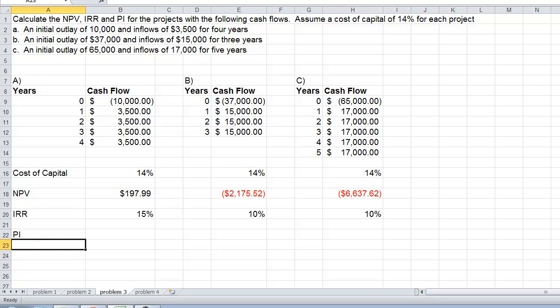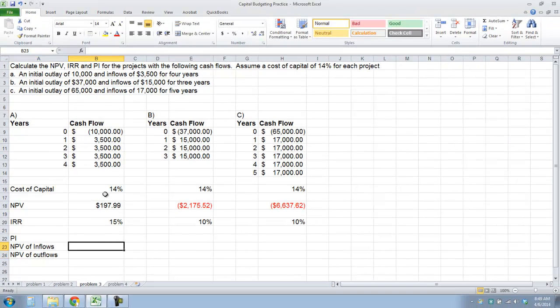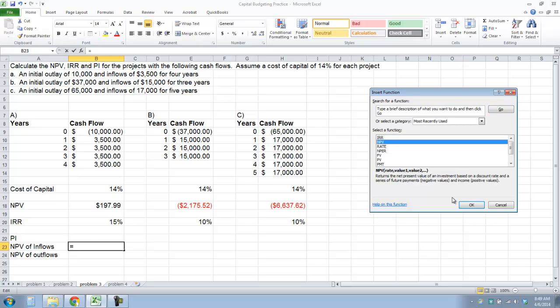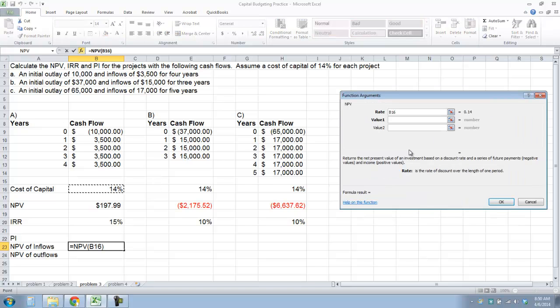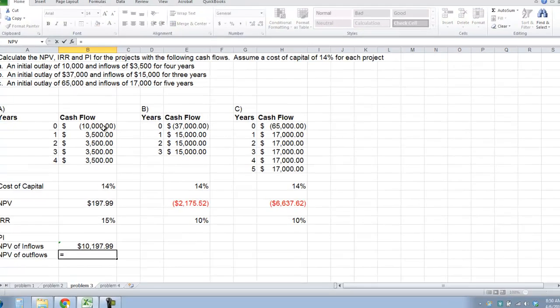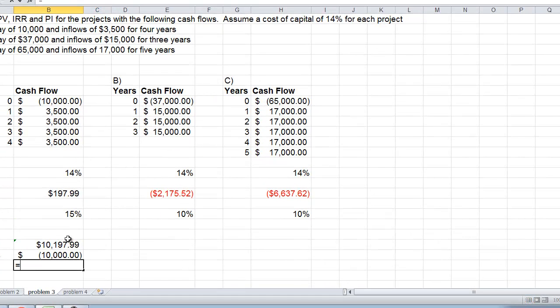So, we're going to calculate NPV inflows, NPV outflows. Alright. Then we'll go up here. NPV. Okay. My cost of capital is still 14%. My values are here. My net present value of the outflow is here. And I'm going to take inflows divided by negative sign outflows. So this is a number, and it's more than one. So we'll go back and talk about whether we accept.